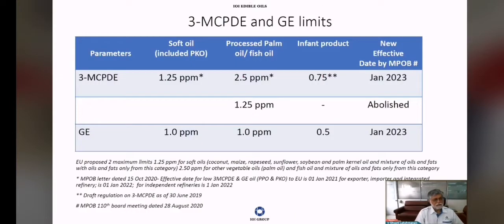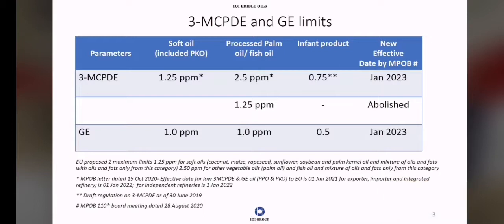Okay, next, please. Okay, these are the limits that have been set by, I'll say MPOB for 3-MCPDE. For palm oil, it is 2.5 ppm by January 2023, and for GE, it's 1 ppm by January 2023. Whereas for the soft oils, including palm kernel oil, the limit is 1.25 ppm for 3-MCPDE and 1 ppm for GE. But as it is, there are already inquiries from buyers for lower levels than this, generally for the soft oil, for PK or palm kernel oil. Next, please.